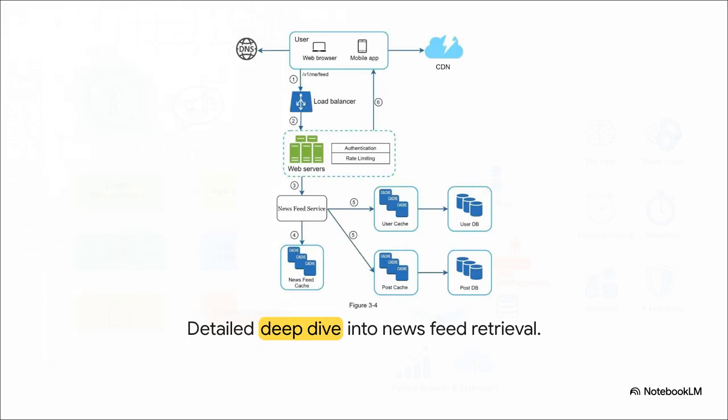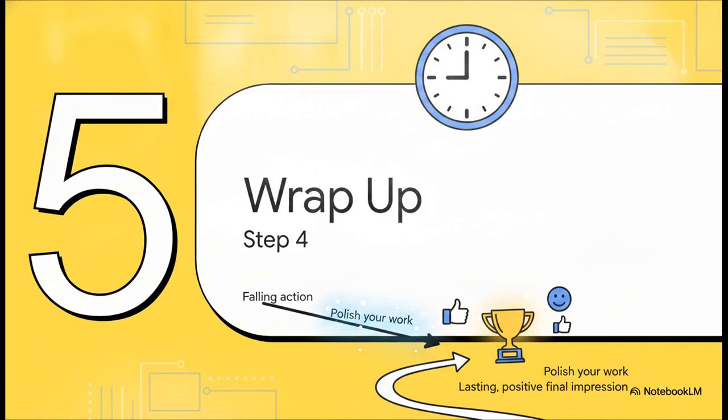Similarly, our retrieval deep dive adds crucial layers for performance. We've thrown a CDN at the top for media assets, ensuring everything loads blazingly fast globally. The newsfeed service now explicitly pulls from both user caches and post caches. But notice what isn't here. We aren't wasting precious time detailing the crazy complex machine learning of Facebook's EdgeRank algorithm. You have to manage your time and avoid unnecessary details that don't actually prove your ability to design a scalable backend system.